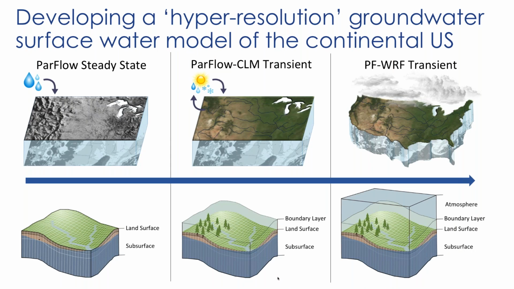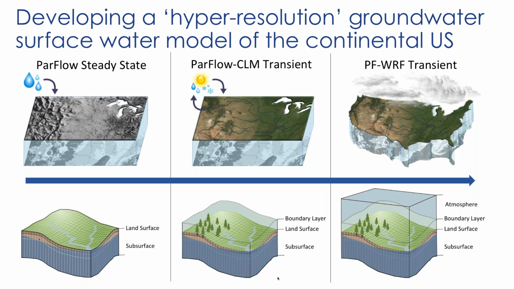I'm going to focus for today on what we've been doing to build a model of the Continental US and show you basically what we've done to validate this model and some of the scientific findings we've generated with it and where we're going moving forward. So this is just a general roadmap of where we started and where we're going.